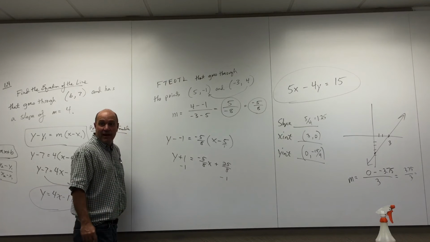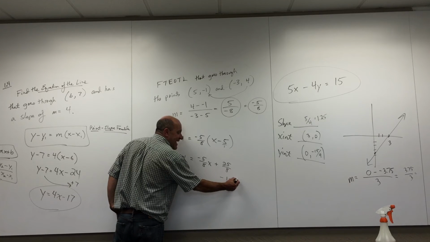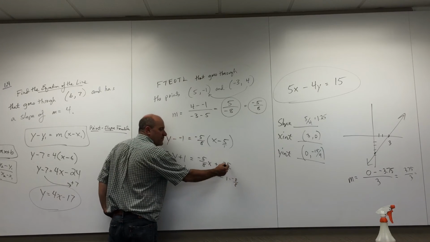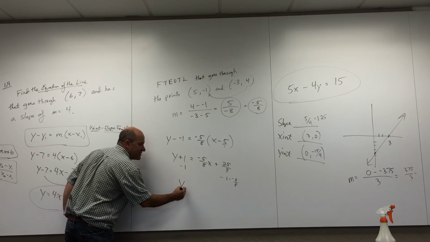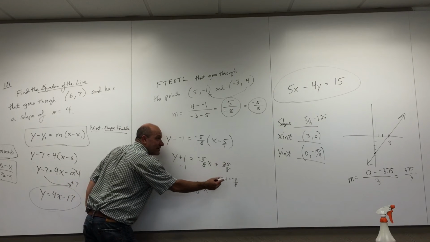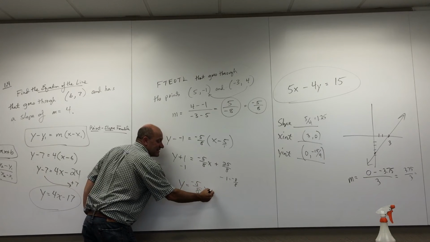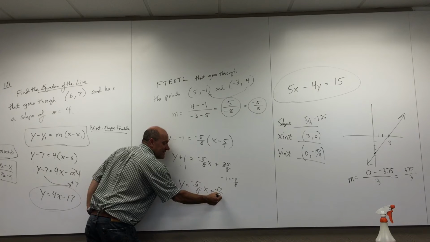Now I need a common denominator. A 1 is like a 8/8. I'm subtracting an 8/8 from 25/8. My answer is -5/8x. When I subtract 8/8, I get 17/8. Are you guys okay?